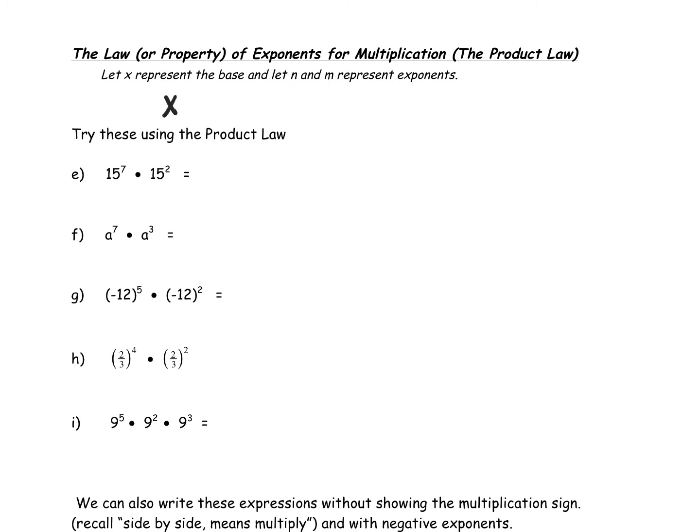If we have x and we raise it to the nth power, so those would be numbers, but we're writing it as variables, and then we multiply that same base x to a different power, which we're going to call m, then the rule says we keep that same base, which we're calling x, but we add the exponents.